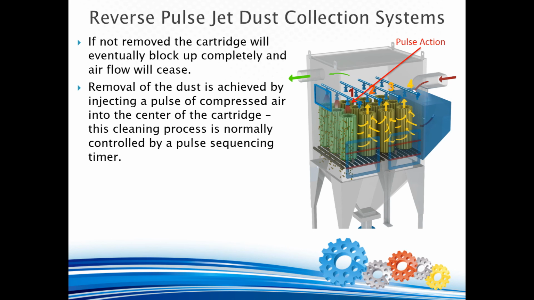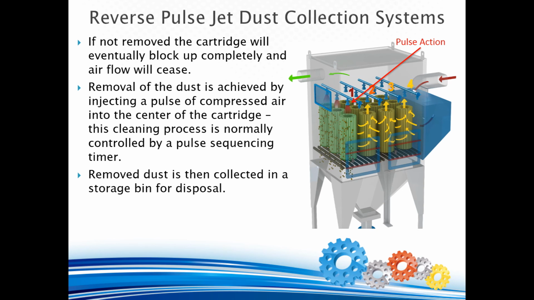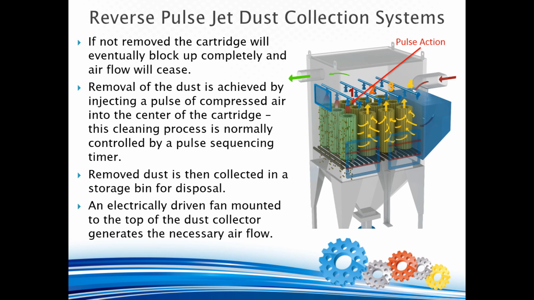Removal of the dust is achieved by injecting a pulse of compressed air into the center of the cartridge. This cleaning process is normally controlled by a pulse sequencing timer. Removed dust is then collected in a storage bin for disposal. An electrically driven fan mounted to the top of the dust collector generates the necessary ventilation airflow.